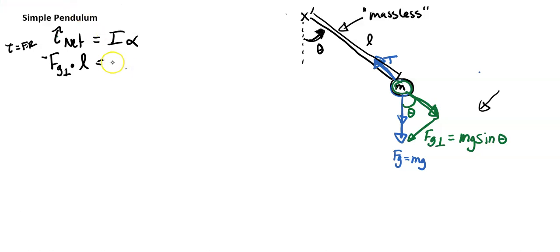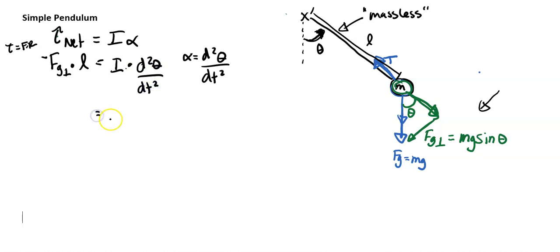Cool. So we have I, alpha. Again, alpha is going to change. That's the angular acceleration. It's going to change with the angle. So alpha is d squared theta dt squared. So I times d squared theta dt squared.